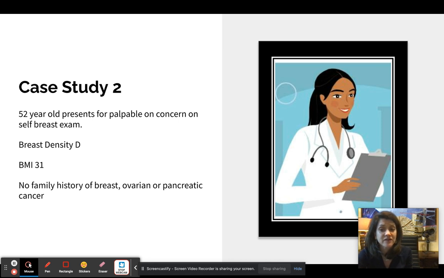Well, let's start at the top. She definitely needs a diagnostic mammogram and an ultrasound, possibly a biopsy. If either one of these shows anything, you could also consider an MRI, which would be very appropriate based on her breast density. She does have some risk factors for breast cancer, which is a BMI of 31. Does she qualify for genetic testing? No, she's not a candidate. So what we need to do is address her density and her palpable concern.